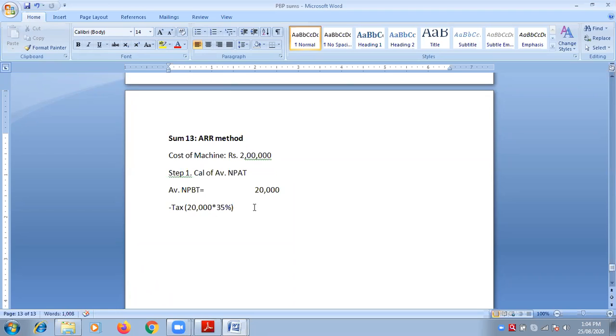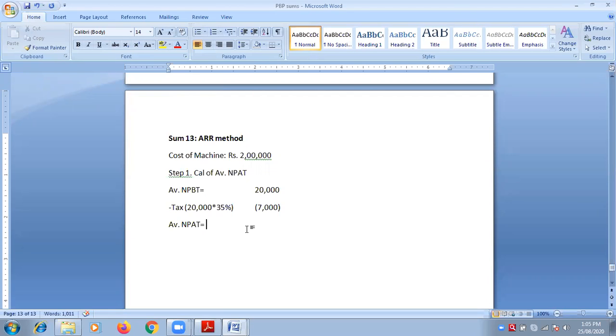So 20,000 into 35 percent. What is the amount? 7,000. Okay. Very good. 7,000 is the tax. That has to be put in brackets because the amount which has to be deducted is always shown in brackets. So we get average net profit after tax. This is what we want. No need to make a table and all.